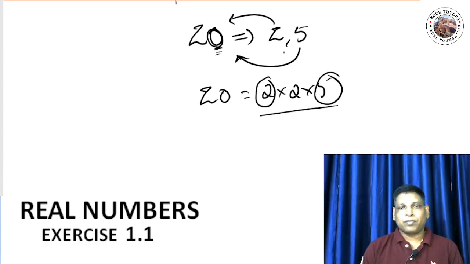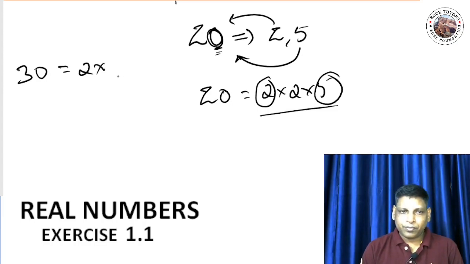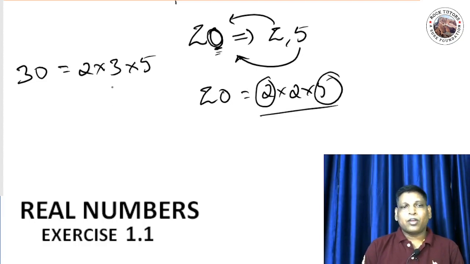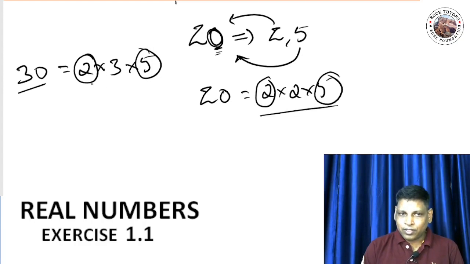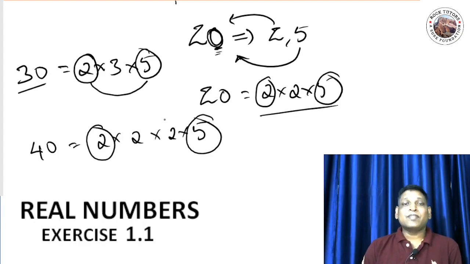Suppose I take one more number, 30. What is the prime factorization of 30? 2 into 3 into 5. Here in 30 you can see that 2 and 5 are there, and 3 is also there. But the common ones are 2 and 5. So any number that ends with 0 has 2 and 5 as prime factors.